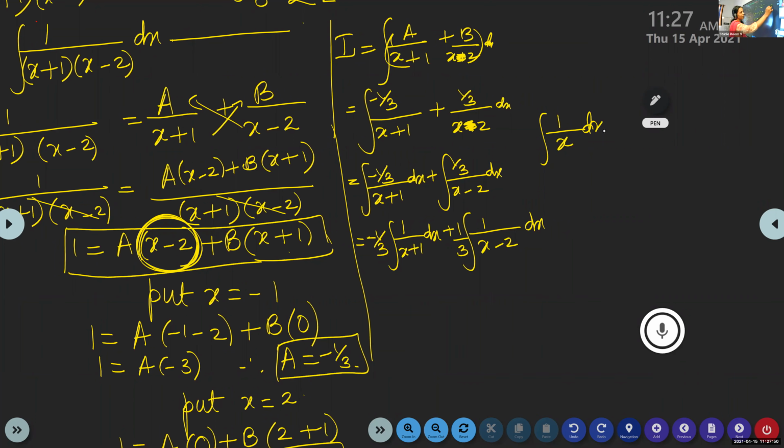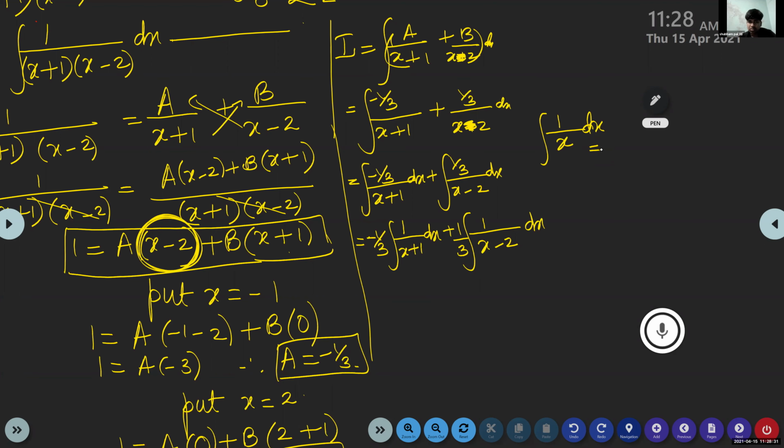What is the integral of 1 by x dx? Shubham? It is muted, Shubham. Integral of 1 by x dx is? What is the formula she gave? What is the formula Aishwarya gave now?